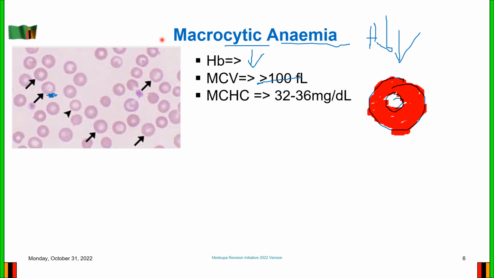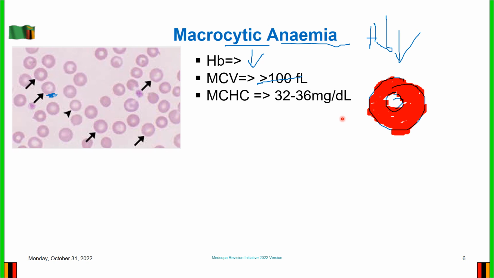So meaning that if we're to combine these parameters or these indices, we are going to call this type of anemia macrocytic normochromic anemia. So there is no macrocytic hyperchromic anemia. There is no macrocytic hypochromic anemia. Okay. So sometimes in the exam, they may ask you which of the following is not a correct classification of anemia. So just get these principles.